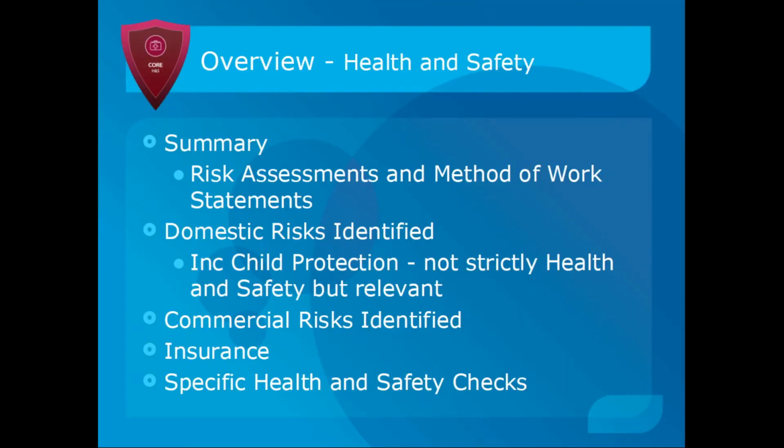So in summary, we're going to look at risk assessments and method of work statements. We're going to identify some domestic risks and also cover child protection. It's not strictly health and safety, but it is relevant to what you're doing. We're going to look at some commercial risks, look at insurance and specific health and safety checks.